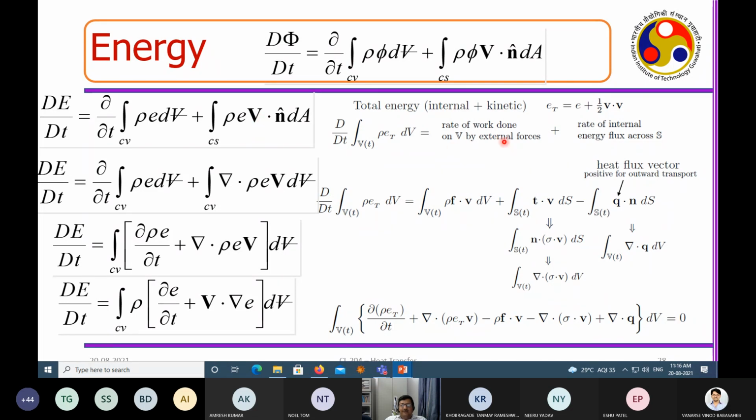Now what is my total energy? The total energy is my internal energy plus kinetic energy. You can add potential energy also, but for the time being, for the sake of simplicity, we can just ignore that part.